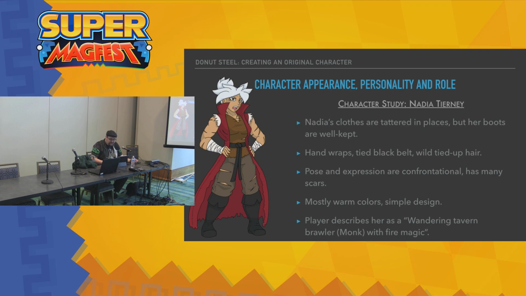Hidden depths. She has hand wraps, a tied black belt, and wild tied-up hair. Her pose and expression are confrontational, and she has many scars. Mostly warm colors and a simple design. Her player describes her as a wandering tavern brawler with fire magic, hence the warm colors.